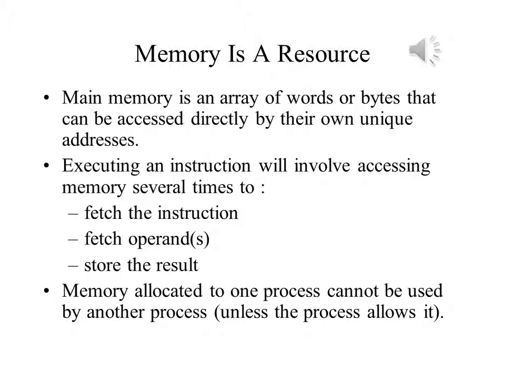Memory allocated to one process is not normally used by another process. There are exceptions to the rule, cases where one process will share a portion of its memory with another. But this can only happen when the process permits it. This kind of memory sharing allows two processes to talk to each other, as we discussed earlier.